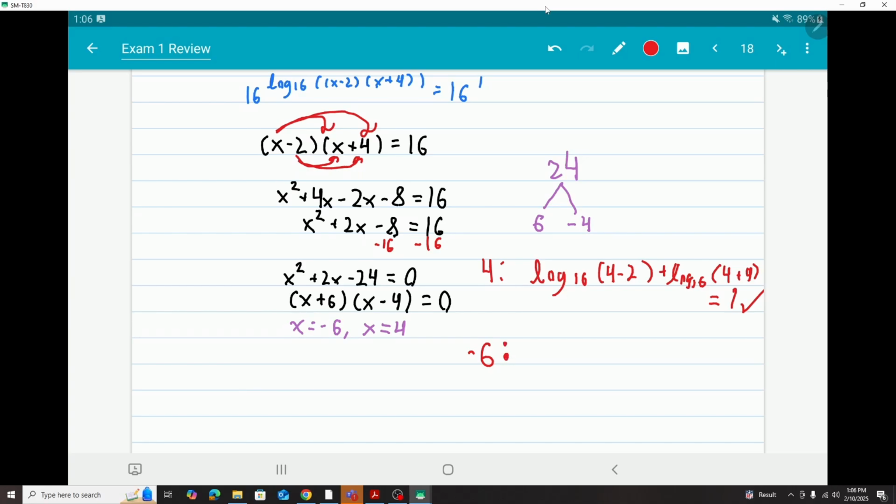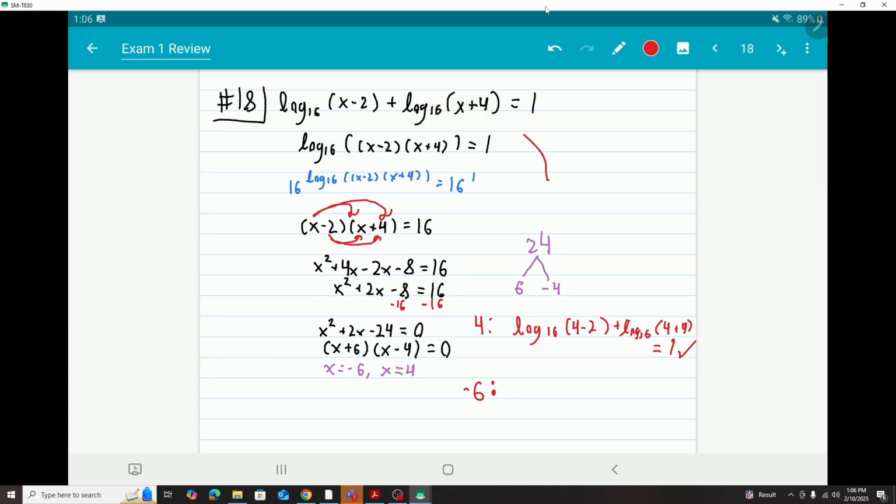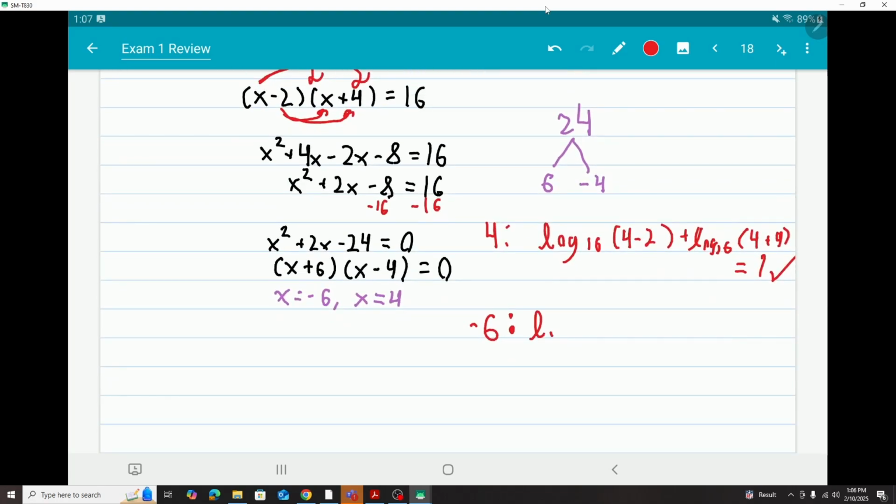For minus 6, we try to plug in. Again, we're plugging into this very top equation, the one that we started with. We get log base 16 of minus 6 minus 2. And we can actually stop right there without looking at the rest of the equation, because right now it says log base 16 of minus 8. Well, you can't have log of a negative number. So this negative 6 is extraneous. So our final answer is x equals 4.